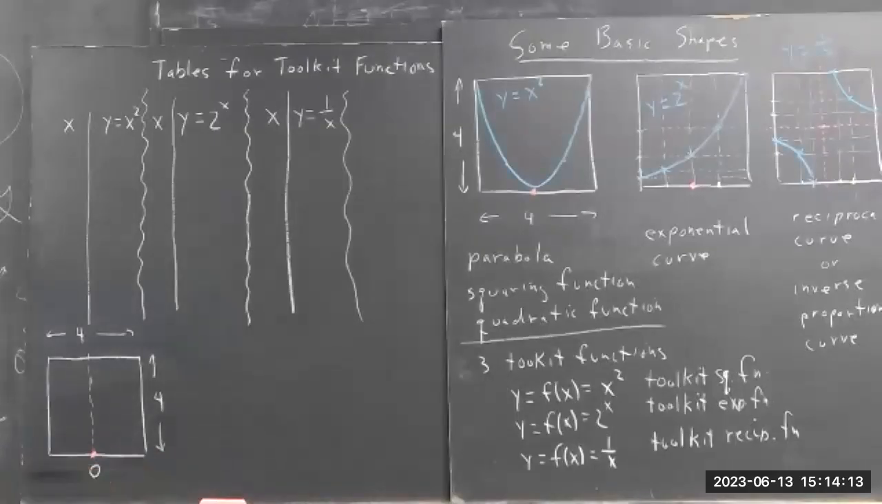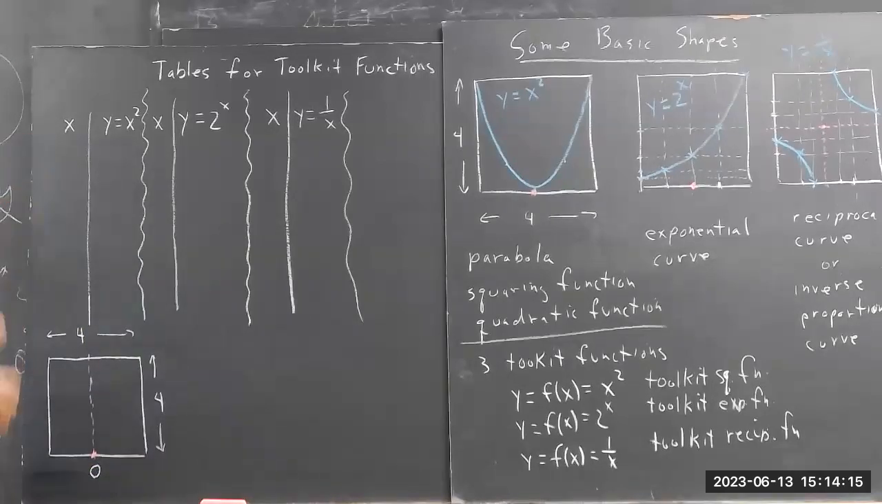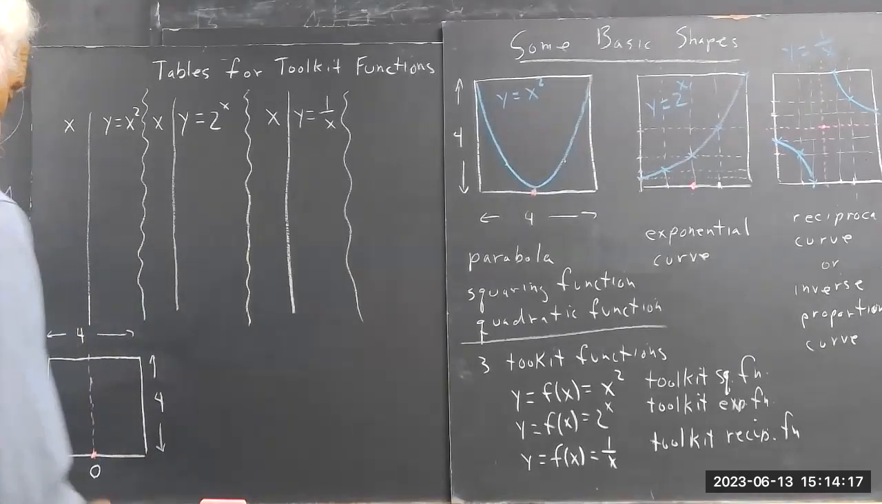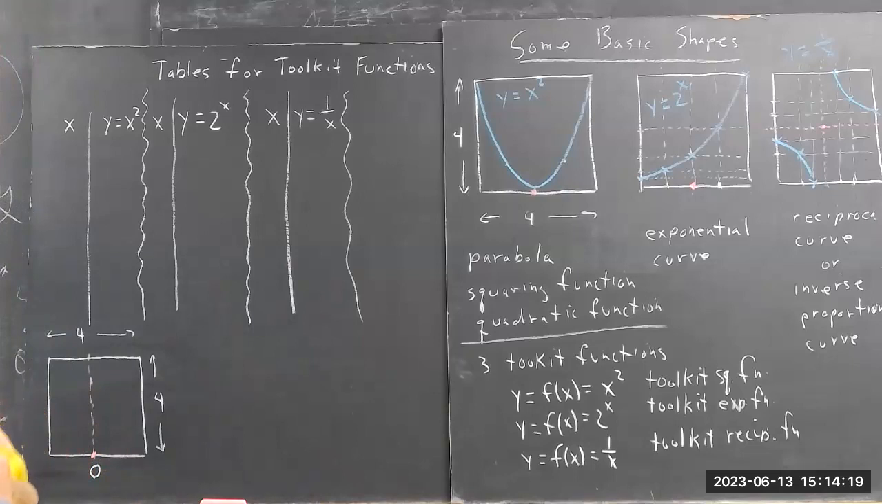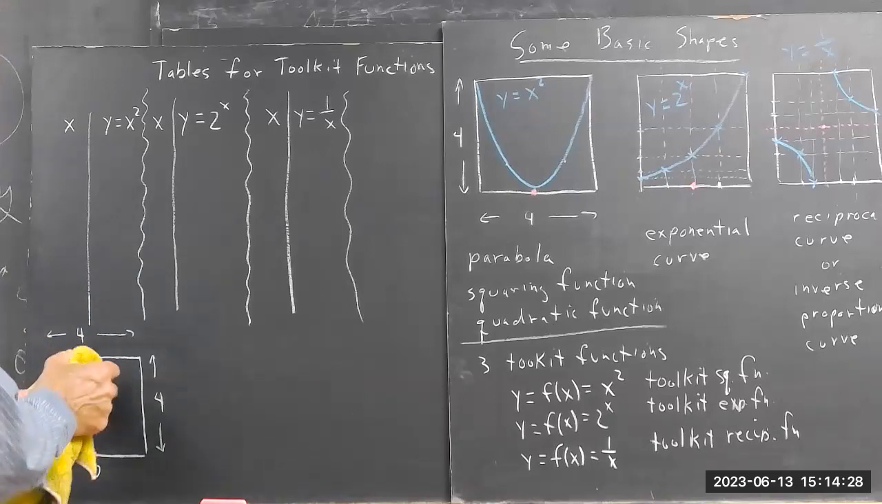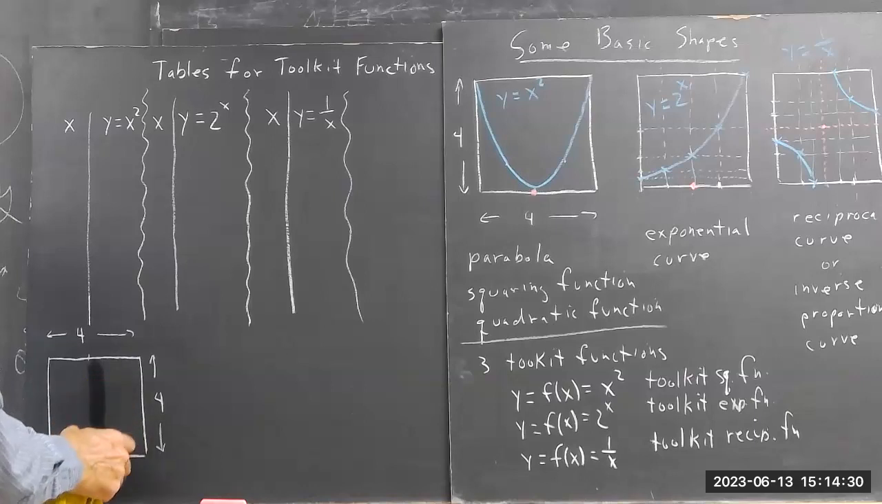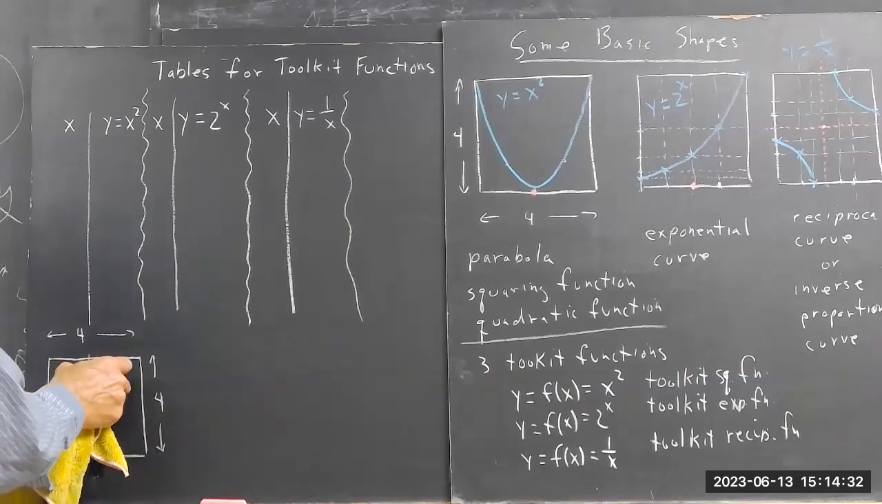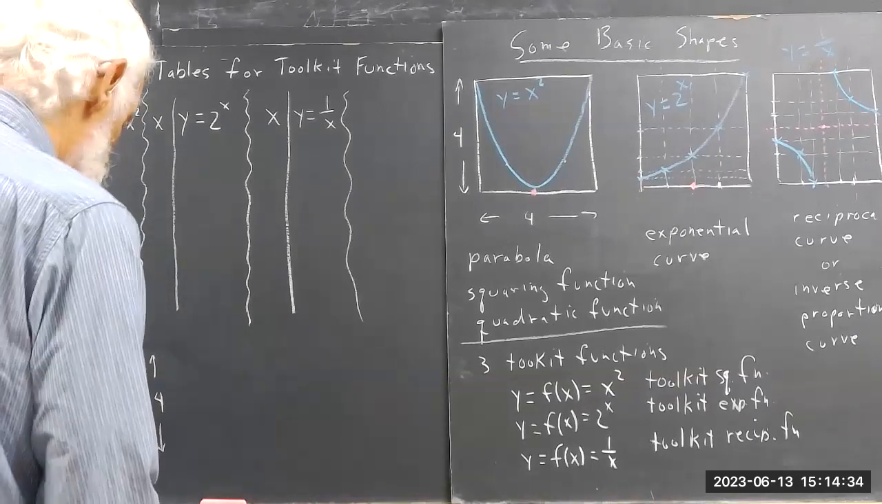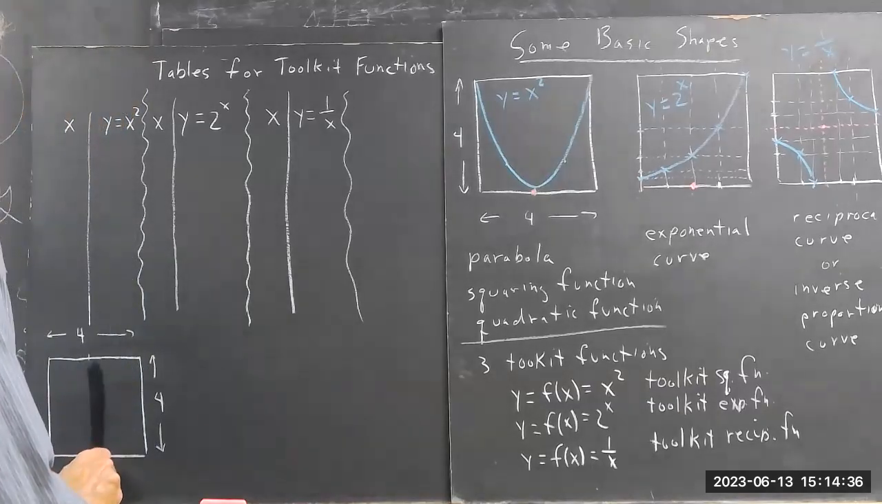Okay, now we're going to try to sketch graphs. And we want kind of accurate graphs. Notice that I didn't do a very good job of cutting this 4x4 rectangle in half so that the red dot would go right where it should. So I'm going to fix that.